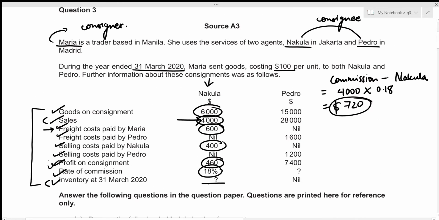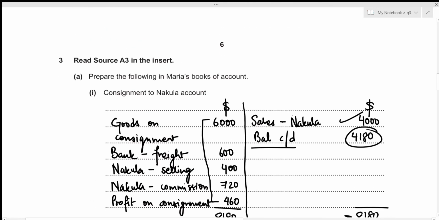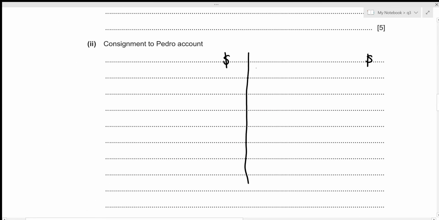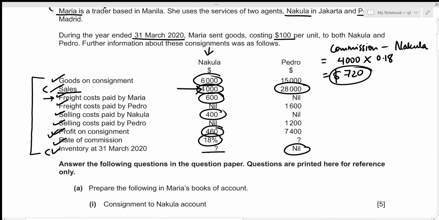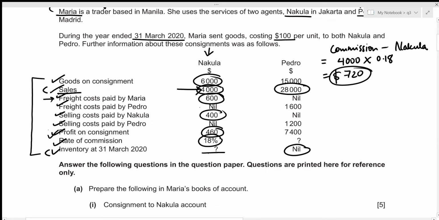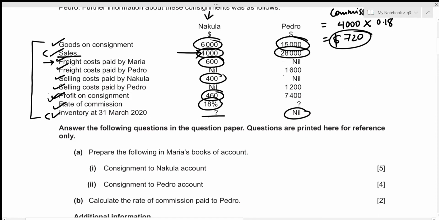Okay, so on the credit side, that will be the sales and inventory, and we can see that there is no inventory for Pedro, so the only item to be recorded on the credit side will be that of sales. And the sales made by Pedro amounted to 28,000, so let's record this value. So that's Pedro, and this is the sales made by him, which amounted to 28,000. Now let's move towards recording all of our other values on the debit side. So the goods sent on consignment to Pedro amounted to 15,000. Let's record this on our debit side.